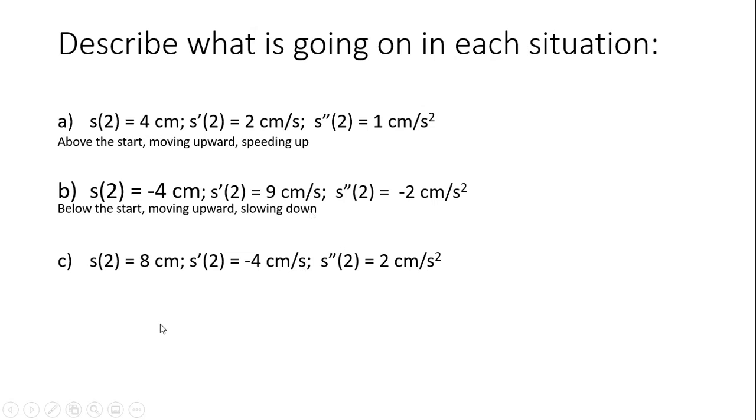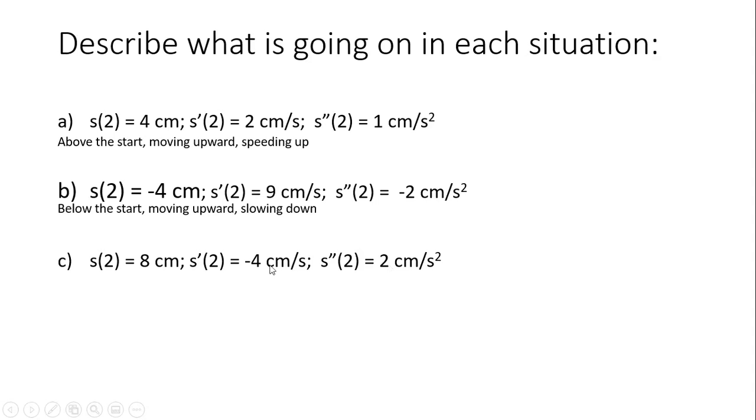Different position function. I'm now putting 2 seconds into this and getting an 8 centimeter result. That again means I am above the start, like in A here. I'm above the start. The velocity function is giving me a minus 4 centimeters per second. So that would be equivalent to me moving downward this time. But look at my second derivative. My second derivative says that I'm moving downward, but look at this. It's a positive, which means that even though I'm going in a negative direction, I'm adding 2 to that, which means that I'm slowing down this downward direction.